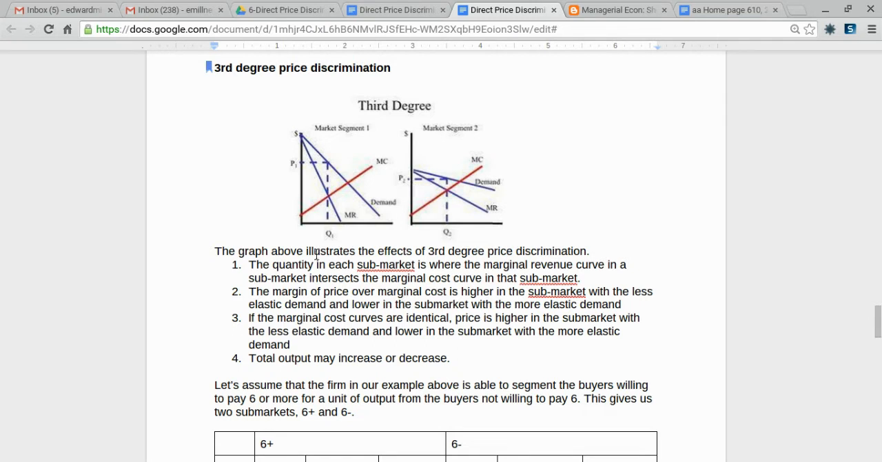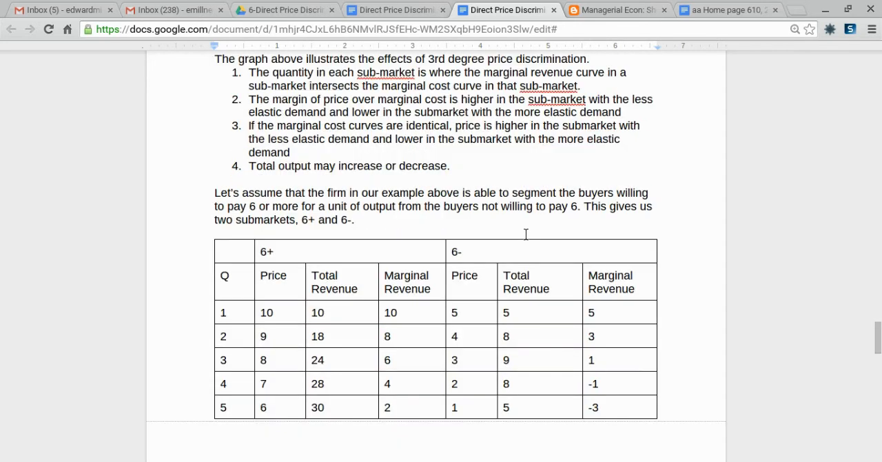Now you might ask, what happens to total output? Suppose I've got a monopolist that charges a uniform price and produces some quantity QT. Is QT higher or lower than Q1 plus Q2? The answer is, it depends. The good news is, we're not going to worry about on what it depends in this class. So total output may rise or fall in third-degree price discrimination relative to uniform prices. Let's work through an example.